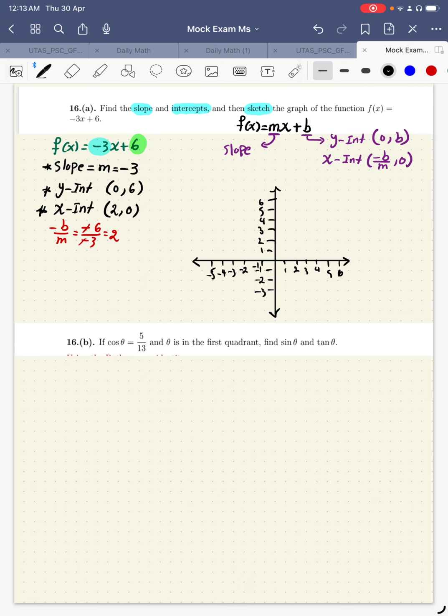So what I'm gonna do first, I'm gonna plot my y-intercept and my x-intercept. So where's my y-intercept? 0 and 6 is that point. Now I'm gonna go to the x-intercept, which is 2 and 0, which is that point. But just for accuracy, I'm gonna create my x and y value box.